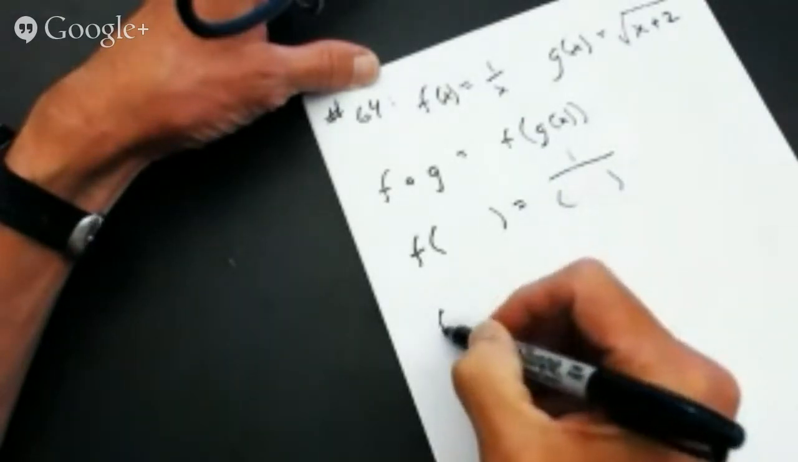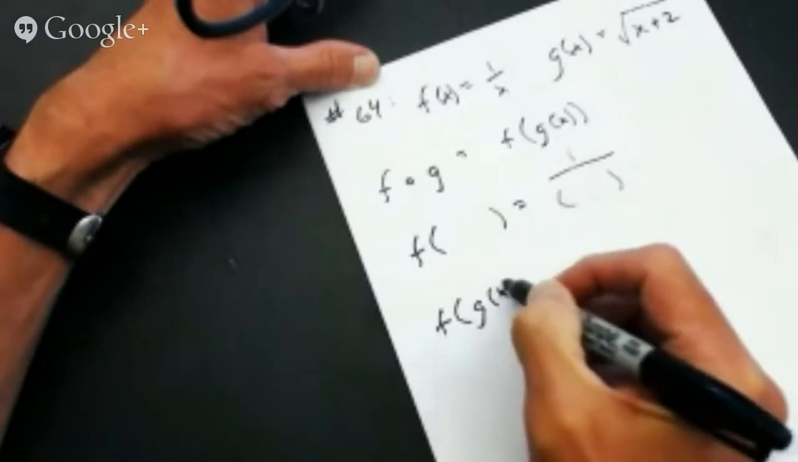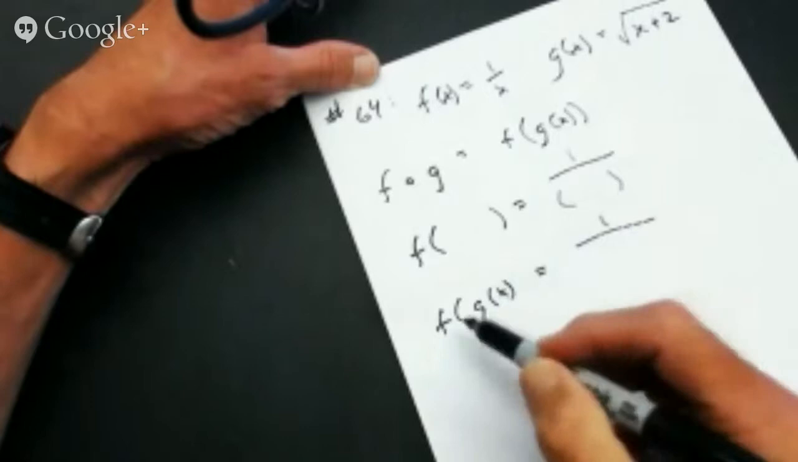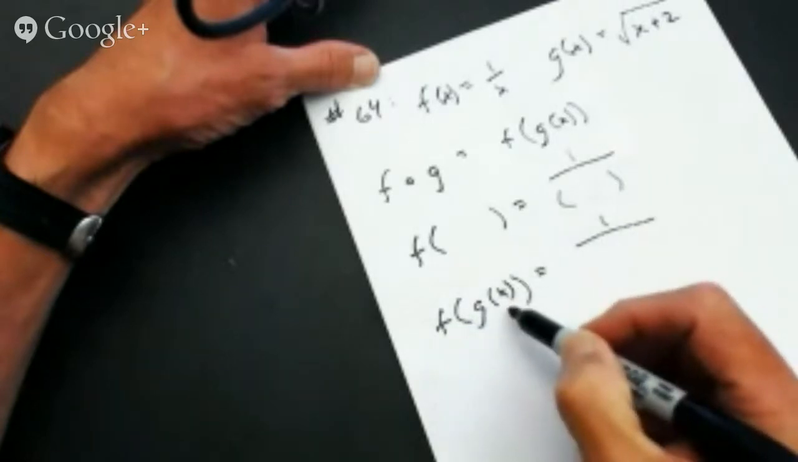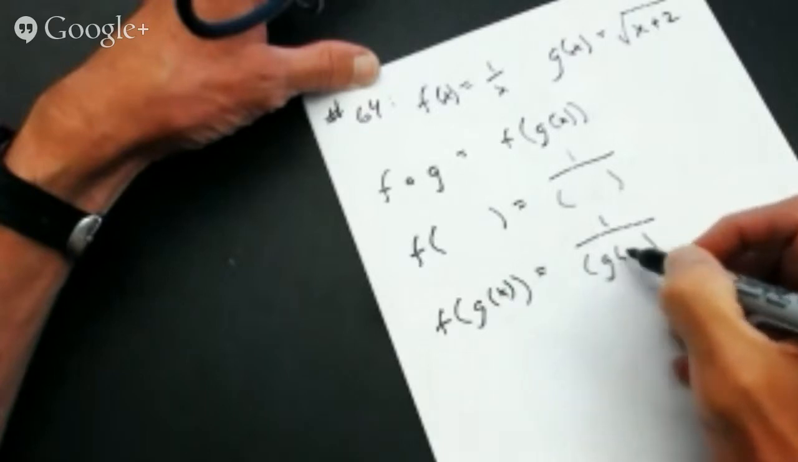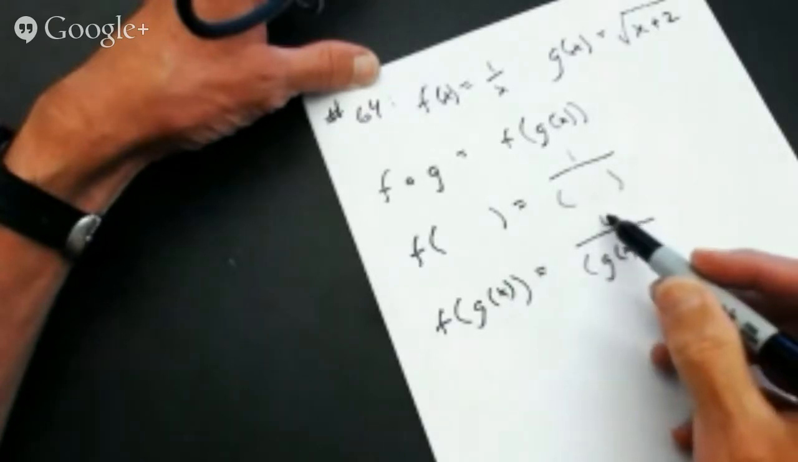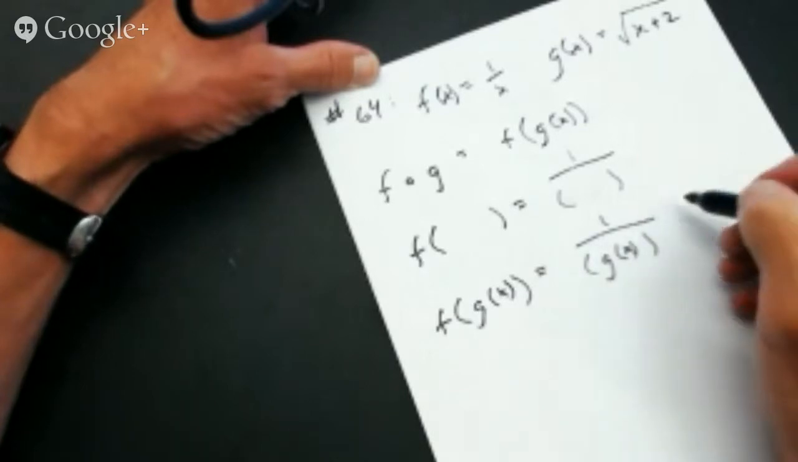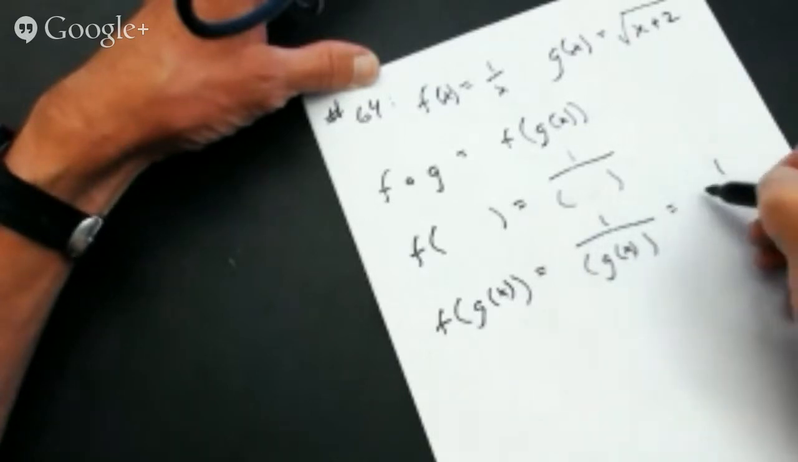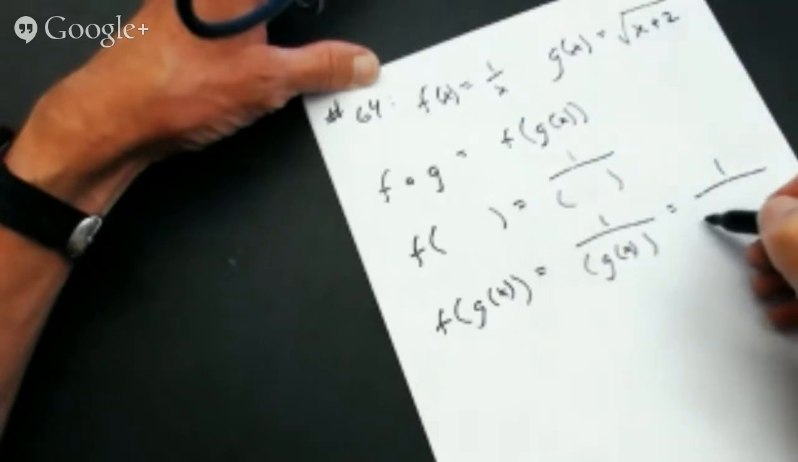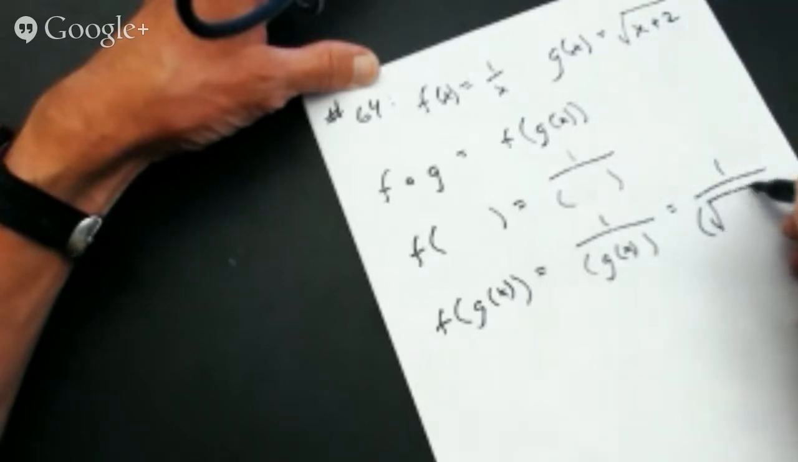Now, if I want to make f of g of x, I'm going to put the g in the parentheses. So f of g of x, I put the g in the parentheses, and that means I put the g in the parentheses over here also. So it's 1 over parentheses g of x inside that parentheses. But g of x is just equal to the square root of x plus 2. So inside that parentheses, I'm going to put g of x, which is the square root of x plus 2.